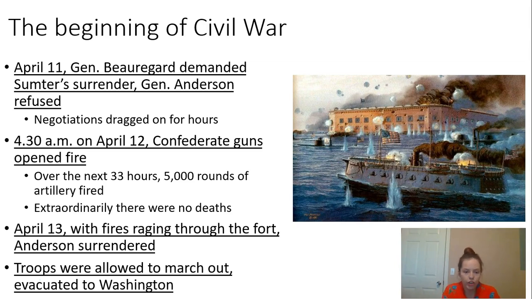Over the next 33 hours, we have 5,000 rounds of artillery fired, but extraordinarily, there were no deaths in this battle. A couple days later, on April 13th, with fires raging throughout the fort, Anderson finally surrenders, and his troops were allowed to march out and be evacuated to Washington. We see a nice picture of the battle with cannons and fires, so Anderson had nowhere to go.